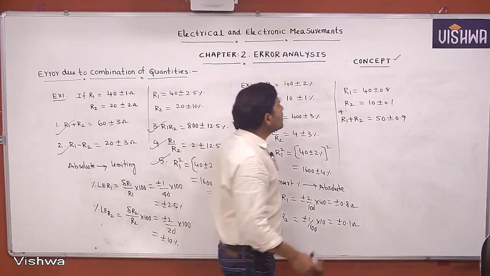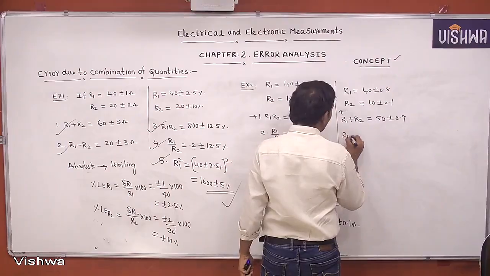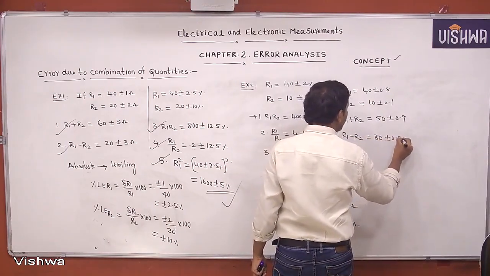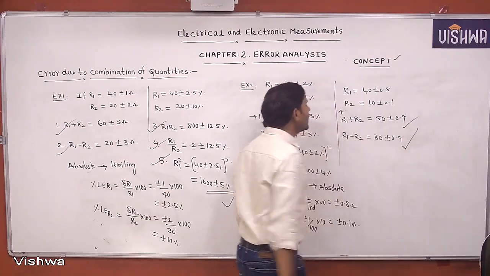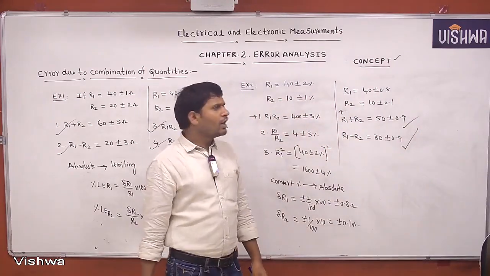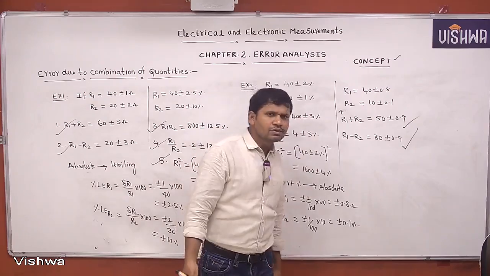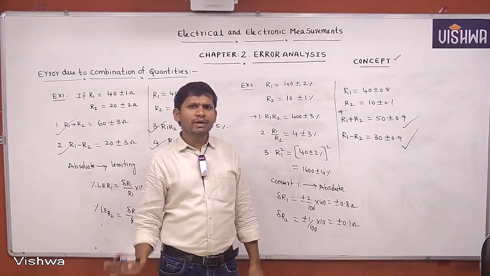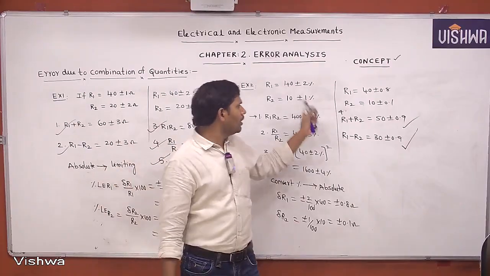Yes. What is R1 minus R2? R1 minus R2 equal to 30 plus or minus 0.9. In subtraction we add absolute error. In addition also we add absolute error. These are two models of question. With this knowledge you remember up to now, the remaining you will see in the classroom workbook. Note down quick.